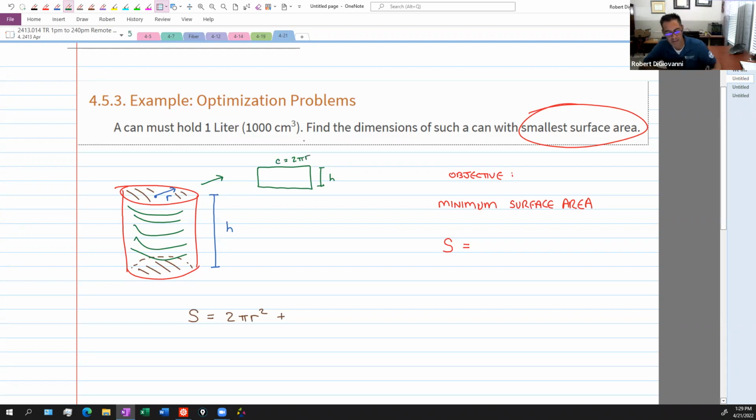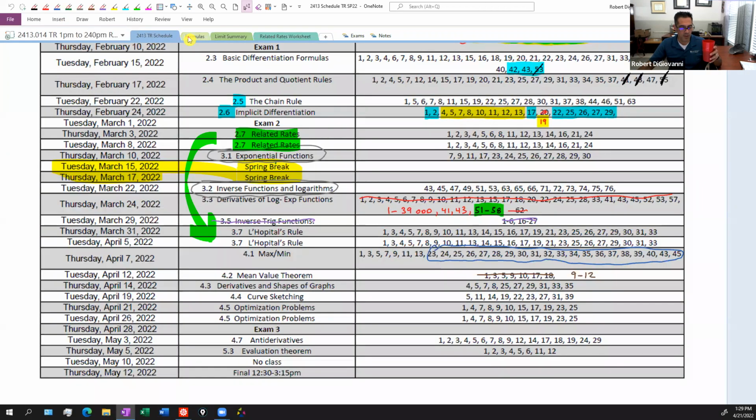There's a formula for that, which means the area of this should be 2 pi r times h, length times width. So plus 2 pi r h. Now this formula is in your formula sheets.